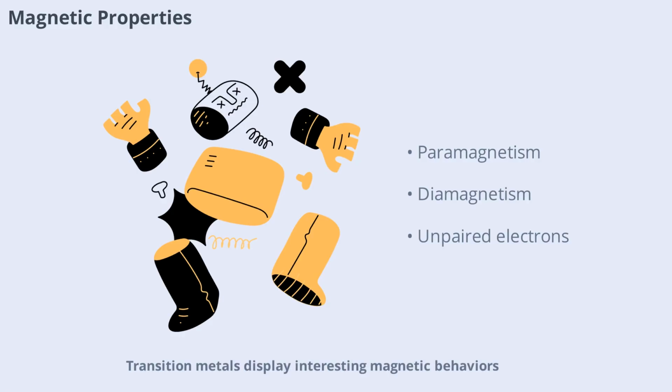Transition metals display interesting magnetic behavior. Compounds with unpaired d electrons are paramagnetic, meaning they are attracted to magnetic fields. Those with all paired electrons are diamagnetic and are slightly repelled. For example, iron is strongly magnetic due to its unpaired electrons, while zinc, with a full d subshell, is not. These properties are important in both fundamental research and practical applications like data storage.